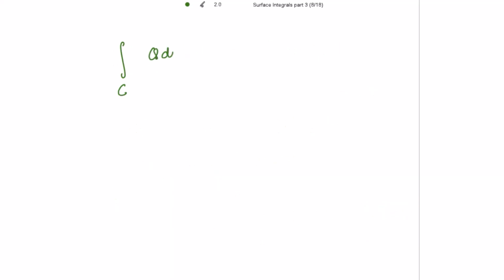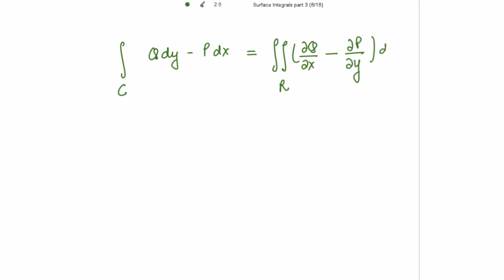So this is Q dy minus P dx, that is equal to the double integration over the region R, and writing here partial derivative of Q with respect to x minus partial derivative of P with respect to y, and writing here dx dy for these two. So hence Green's theorem has been proved.